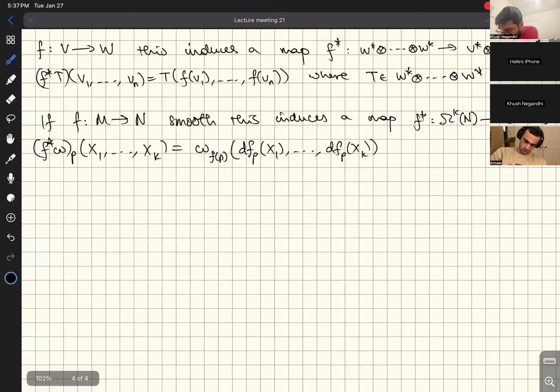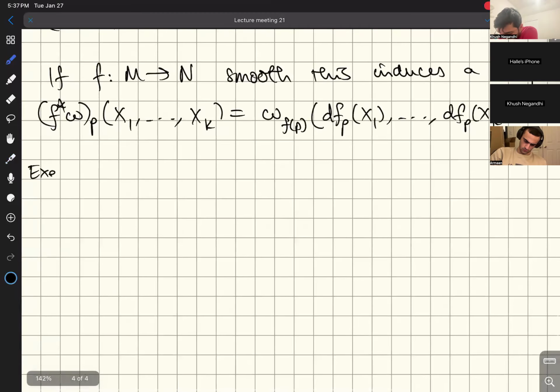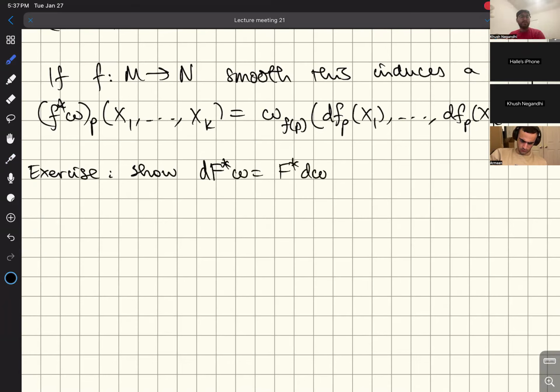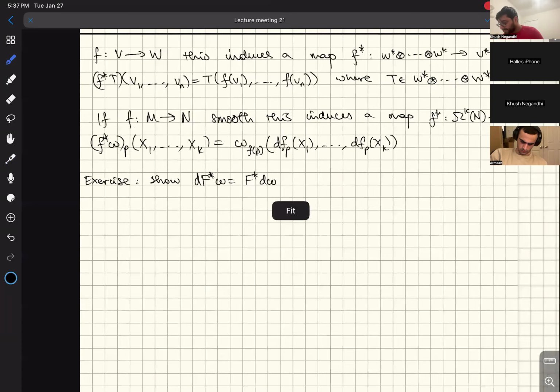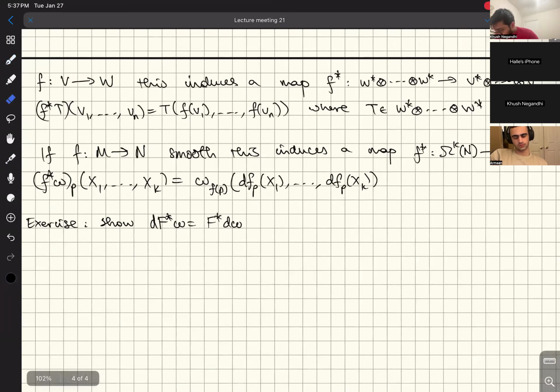And I'll leave this as an exercise for you to check: show that d of the pullback of omega is the same thing as the pullback of d omega. So pullbacks and the exterior derivative commute. Again, this will be a very, very important fact that we will make use of. And I have in problem sheet 5 given one example where you can compute this out explicitly for yourself.